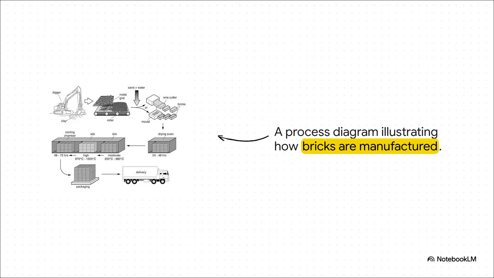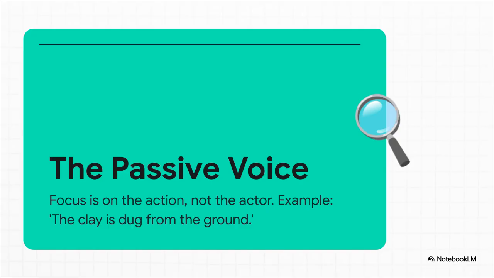What does need to change, though, is the language you use. The magic ingredient here is something called the passive voice. Look, when we're describing a process, we don't really care who or what is doing the action. We care about the action itself. We don't say, a digger digs the clay. We say, the clay is dug. This puts the focus squarely on that step in the process, which is exactly what you need to do.